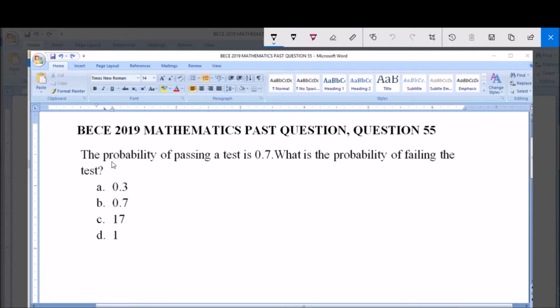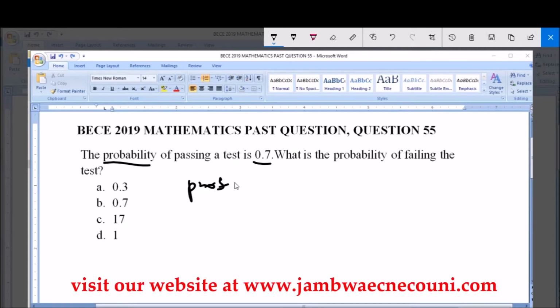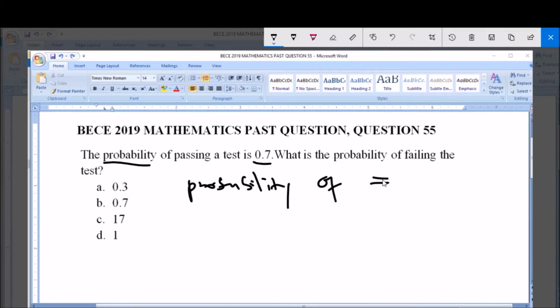Now the question says the probability of passing a test is 0.7. What is the probability of failing the test? Now I want you to understand that the probability of a thing to occur cannot be greater than 1. That is, the probability of anything occurring is equal to or less than 1. It can never be greater than 1.